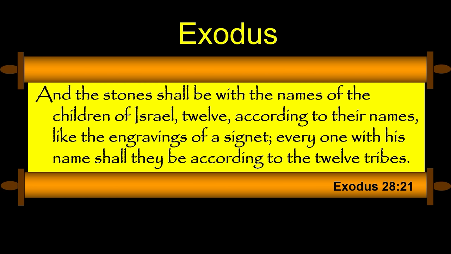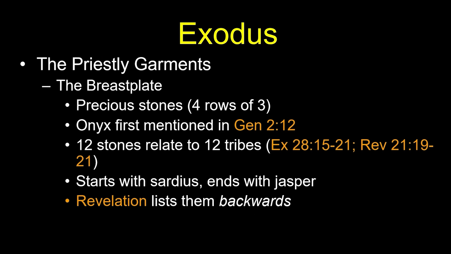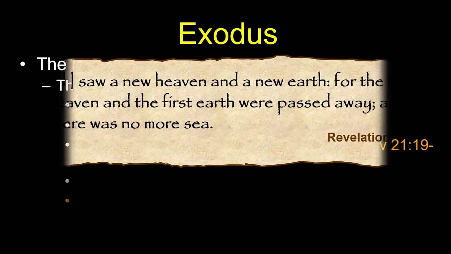Every one with his name shall be according to the 12 tribes, and on he goes. Now, these 12 precious stones in the breastplate, obviously, as it expressly says, refers to the 12 tribes of Israel, at least. It may refer to more. To make this a little clearer, let's turn to Revelation chapter 21.